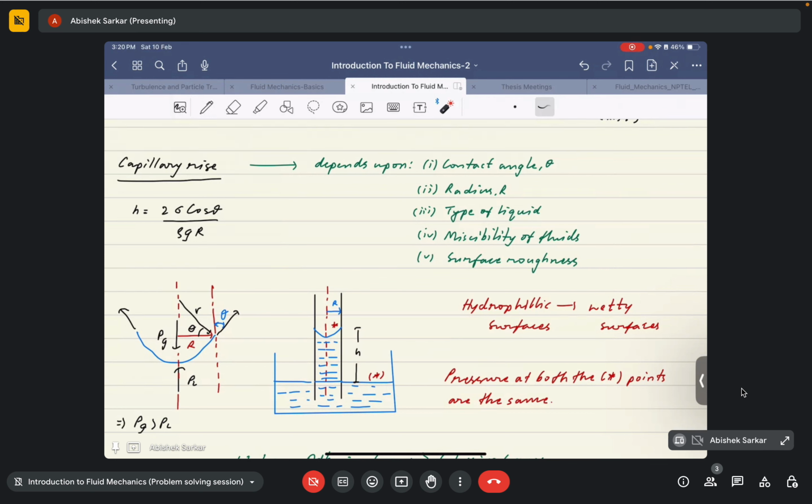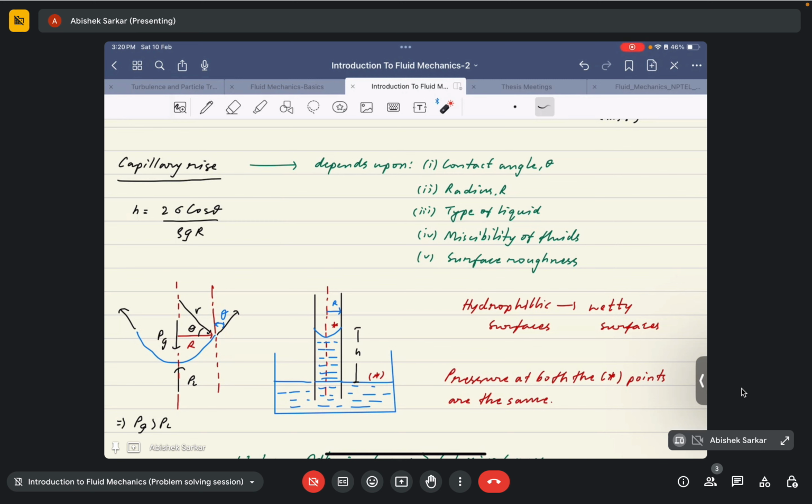So these are the instances when you see capillary rise, right? When you insert a thin capillary tube, by the name itself, it's known as a capillary tube, in a water container, you'll see there is a capillary rise. And that rise is primarily because of the adhesive forces between the water molecules and the glass surface, right?